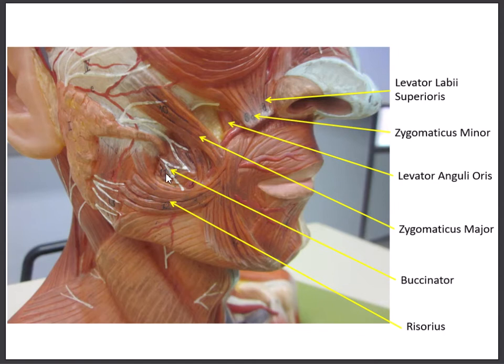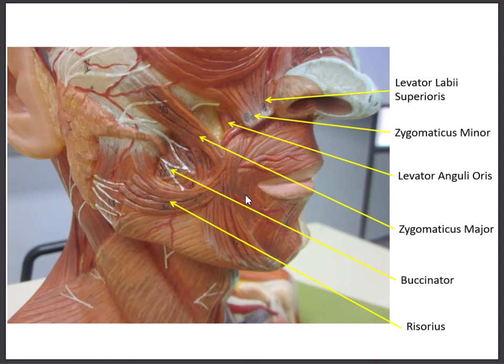The buccinator right here is in the wall of the cheek. Now this muscle actually compresses the cheek. If you were to, say, drink some soda out of a straw and you compressed your cheek to pull the soda up into your mouth, that would be your buccinator. This muscle actually contracts while we're chewing to help keep food inside your mouth and not going between your teeth and your cheek.